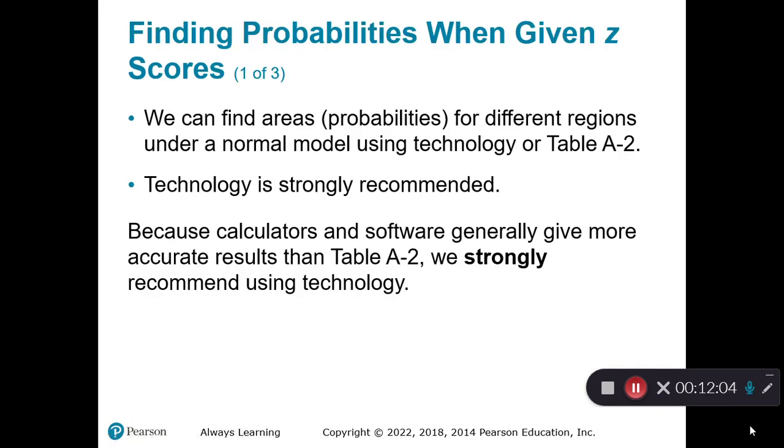We can find areas, which are also probabilities, for different regions under a normal model using technology or using a table from our textbook labeled Table A2. It is in your formula and tables packet in Canvas, so I urge you to have a copy of Table A2 printed out and ready to refer to as you work through some practice. Technology is also available. I will show you how to calculate areas under the normal curve using your calculators in a separate video.